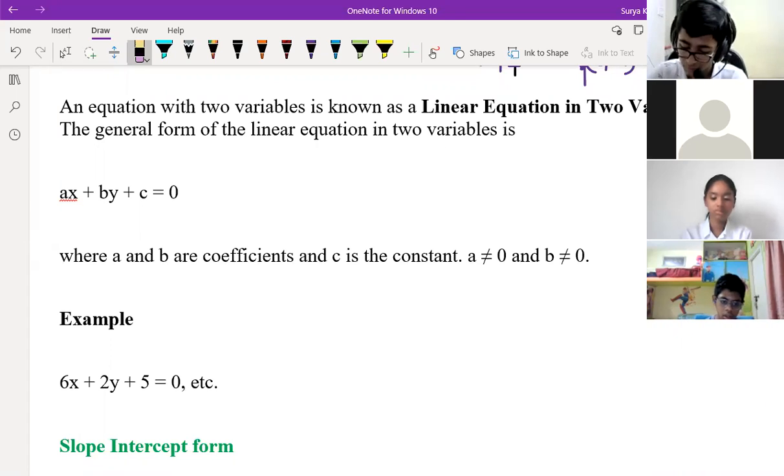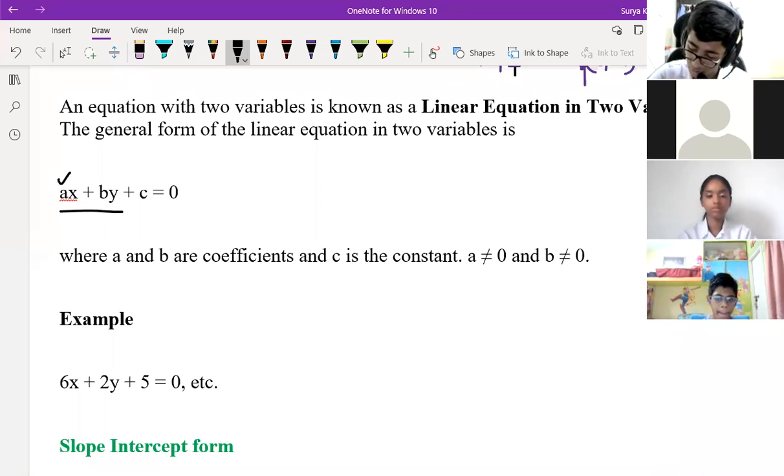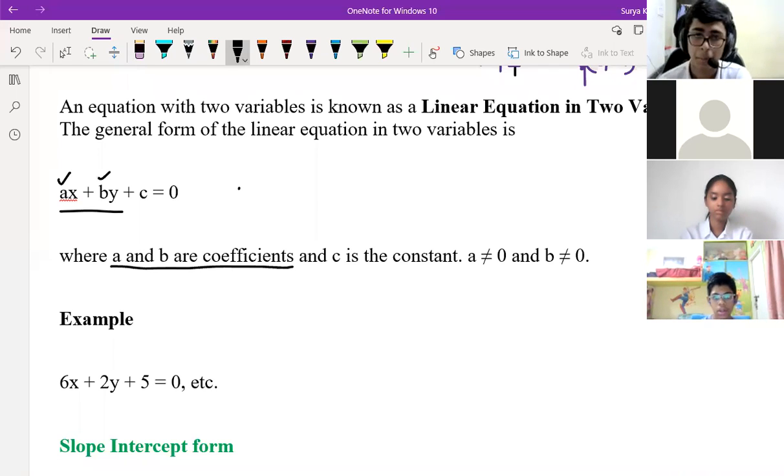So an equation with two variables is known as a linear equation in two variables, like ax + by + c = 0. In this equation, you are getting x and y as variables. a and b are the coefficients of x and y respectively, and c is also one constant. So a and b are the coefficients of x and y respectively.